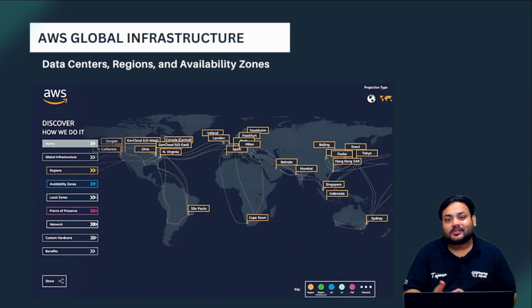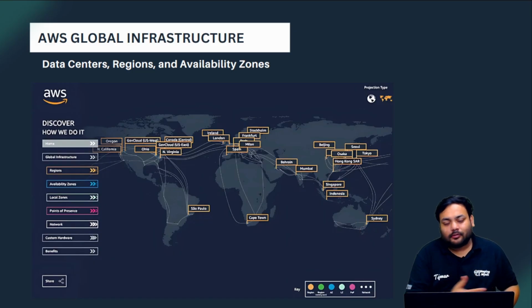I will start my session by saying a famous dialogue from the Spider-Man Homecoming movie. The dialogue was, "Wherever I go, I see his face." Just like that, wherever you go, you will see AWS. Whether it is India or any other country in the world, wherever you go, you will see AWS. This is the global map of AWS. In each and every country, AWS has its region, availability zone, or edge center. That's why I told you, wherever I go I see his face. I'm not talking about Iron Man, I'm talking about AWS. This is something very fascinating about AWS.